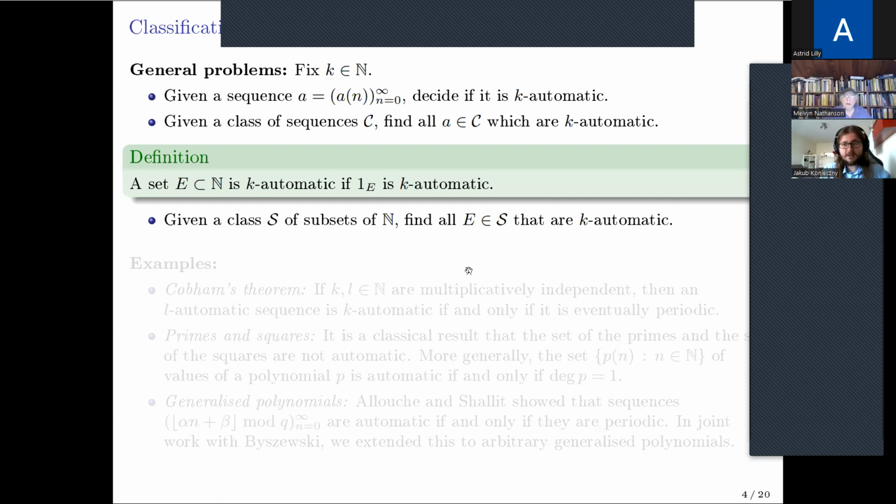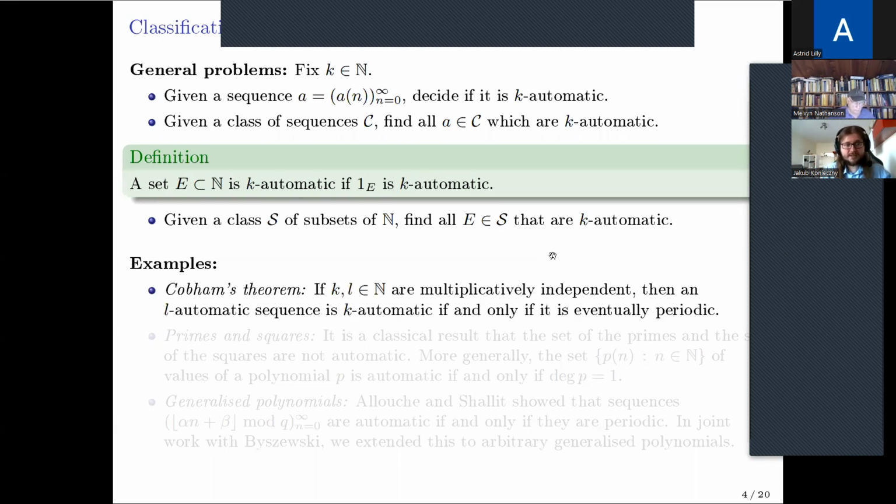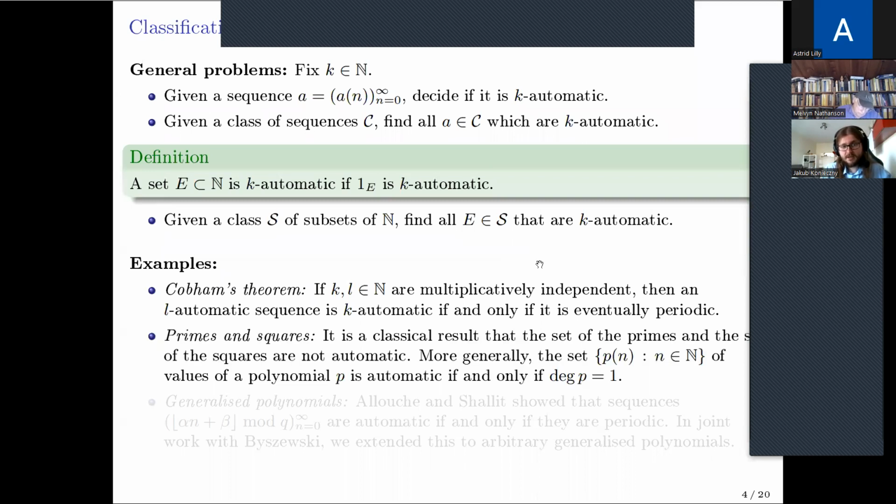And we can ask a similar question where we have a class of sets S, and we want to classify all sets in this class which are automatic. Now, some quick examples. Perhaps the most famous one is Cobham's theorem, which asserts that k-automatic sequences which are also L-automatic for some multiplicatively independent L are exactly the eventually periodic sequences.